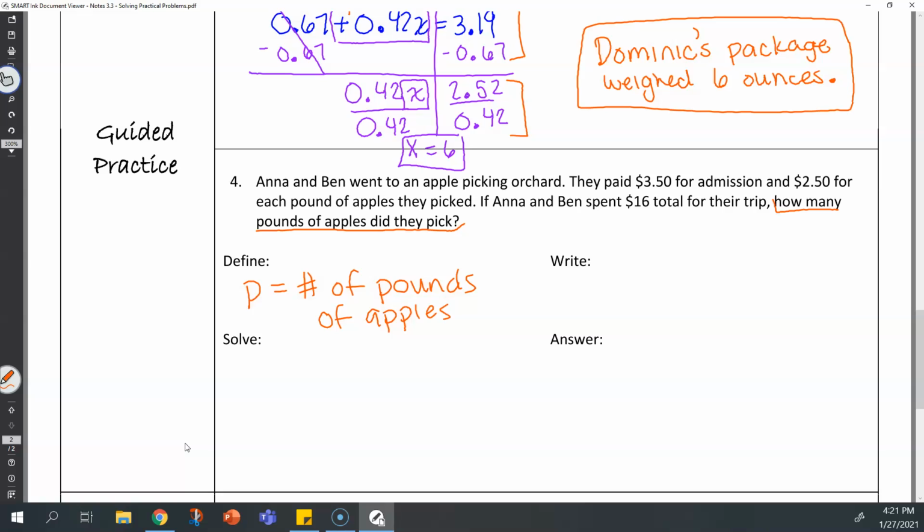Okay. With that in mind, see if you can pick out the numbers from this word problem and write an equation that could be used to find the number of pounds of apples that they ended up with. Okay, pause the video, see if you can write this equation, and then come back here and check your answer with my answer.